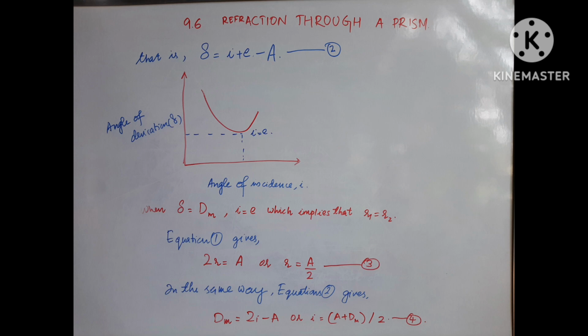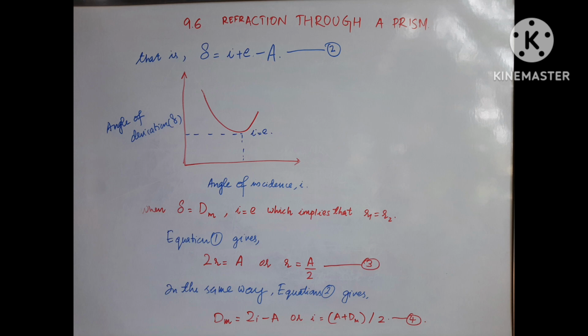When we plot this as a graph, the angle of deviation is taken as the y-axis and the angle of incidence is taken as the x-axis. As the angle of incidence increases, the angle of deviation decreases at first. Then at the point where I is equal to E, it increases again. At the minimum deviation point, delta is equal to dm, we consider I is equal to E, where R1 is equal to R2.